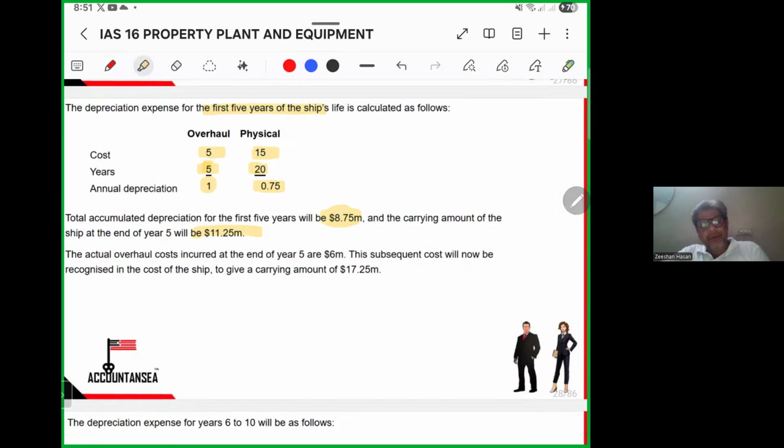Okay, so the actual overhead costs incurred at the end of 5 years are 6 million, because this subsequent cost will not be recognized in the cost of the share, to give a carrying amount of 17.25 million.